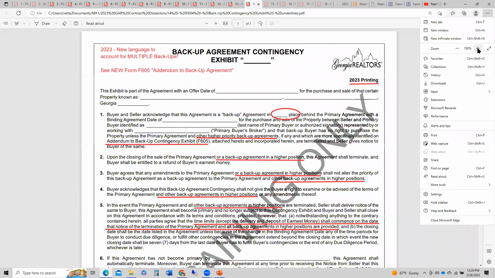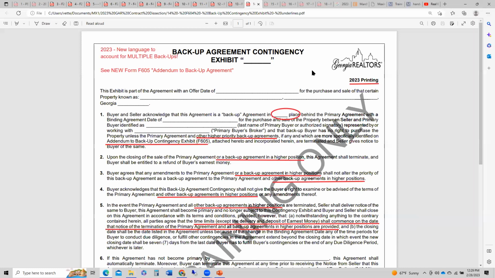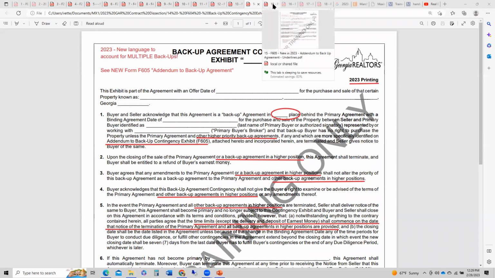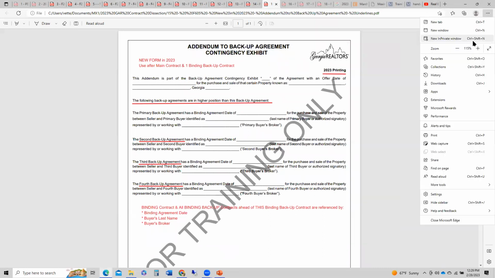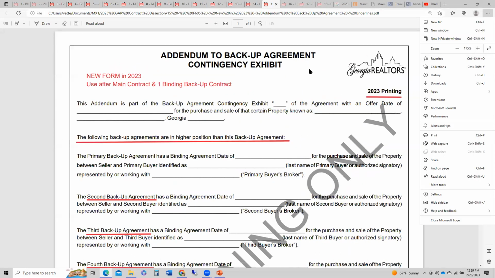Backup contingency exhibit. Just a couple of things I want to point out that got changed in 2023. It used to be there was only one primary agreement and one backup. Now there can be more than one binding backup agreement, and you reference what place this is in. If you have a primary contract and backup number one, and then the seller goes under contract with backup number two, there is this brand new form, addendum to backup agreement, that you use after the main contract.